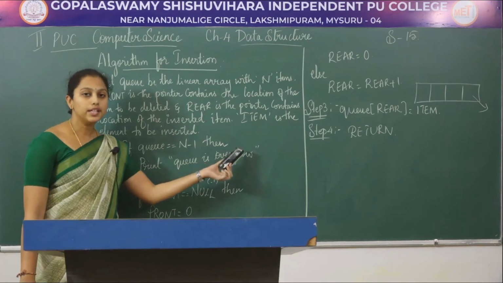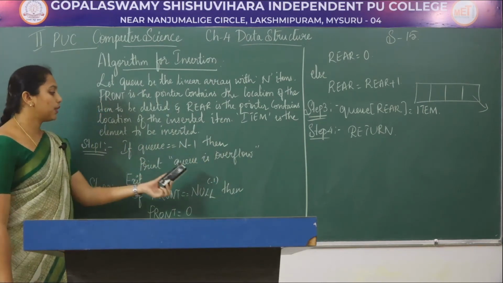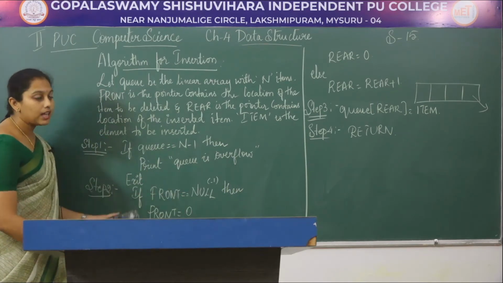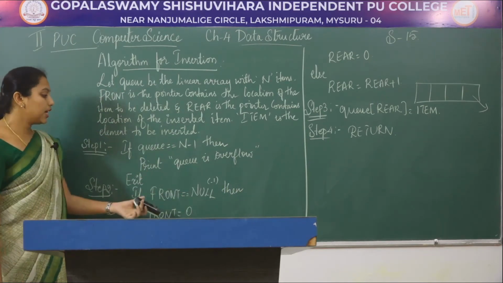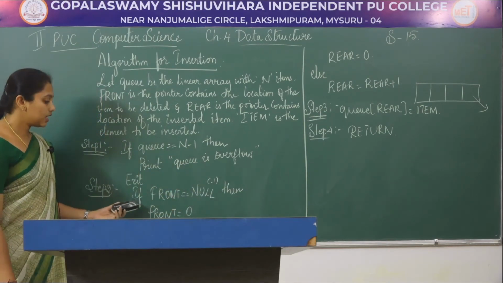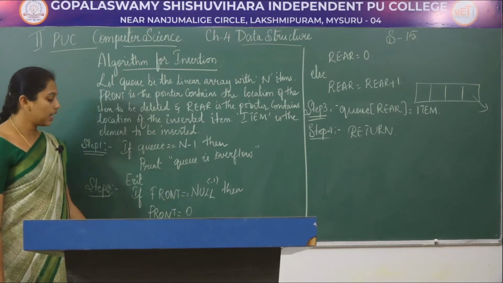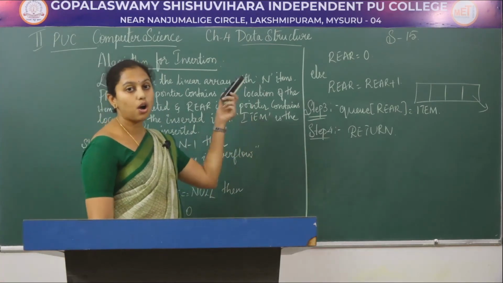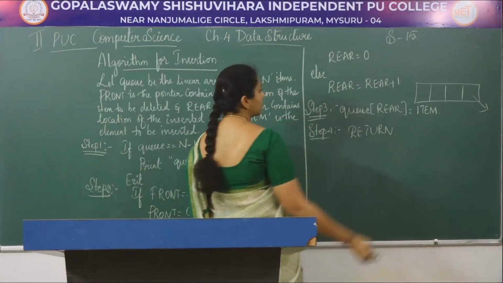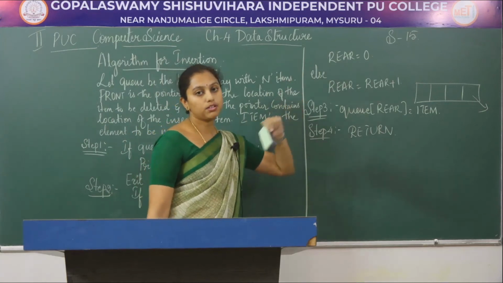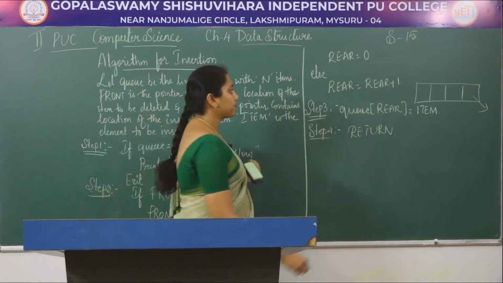If rear is equal to n minus 1, then we have to print it as Q is overflow and we are exiting from that. So in the next step we are checking for another condition, that is Q is empty or not. That is, if front is equal to null, then the front as well as rear pointer is obviously 0. It does not contain any item, means front and rear pointer is also 0.